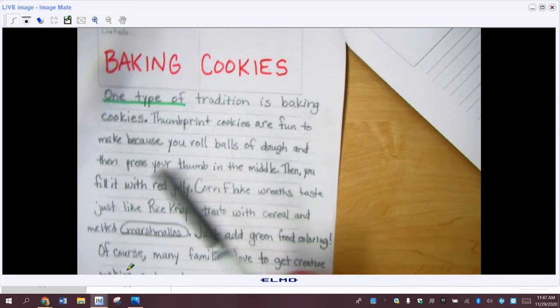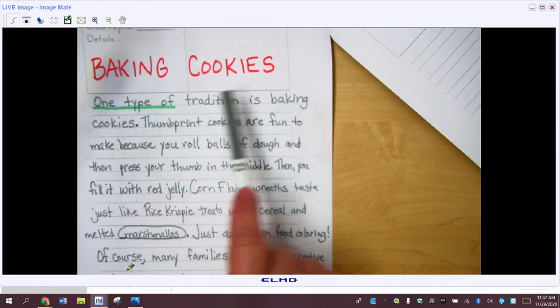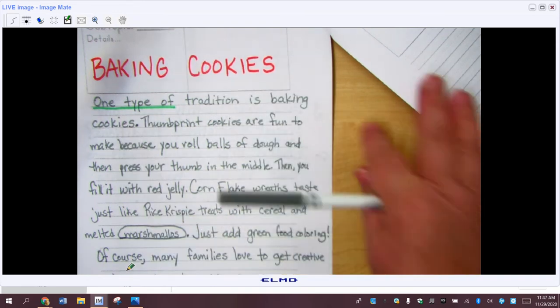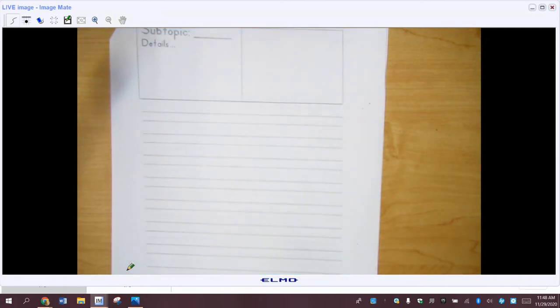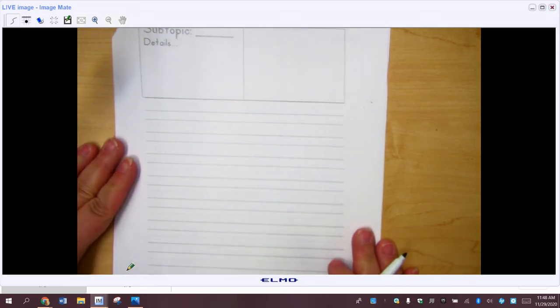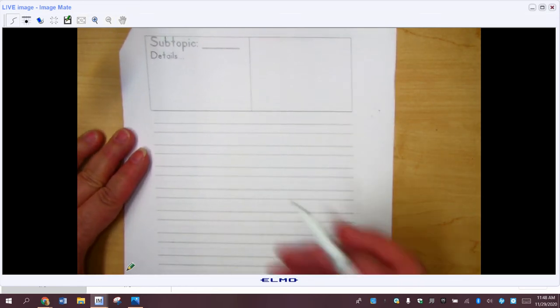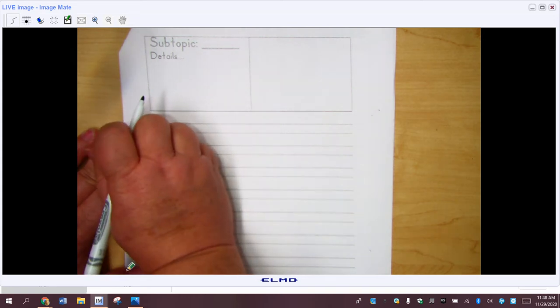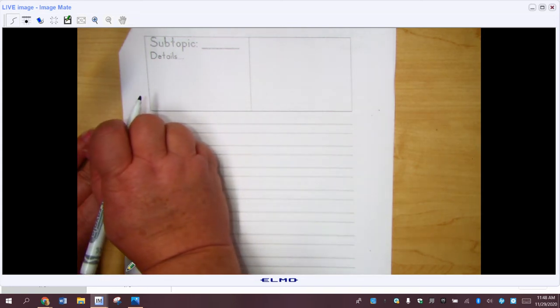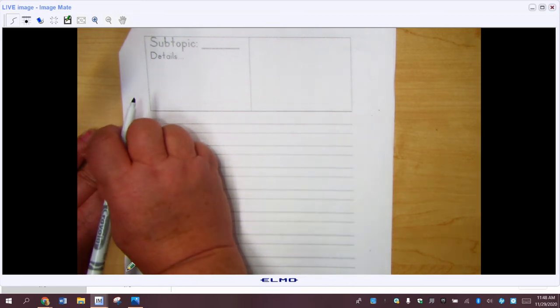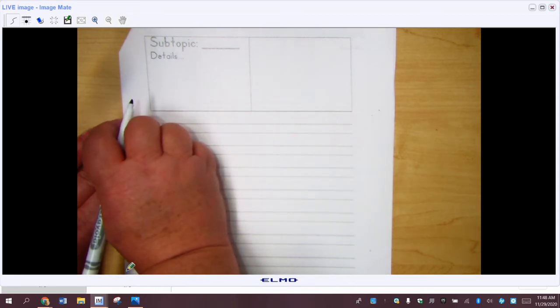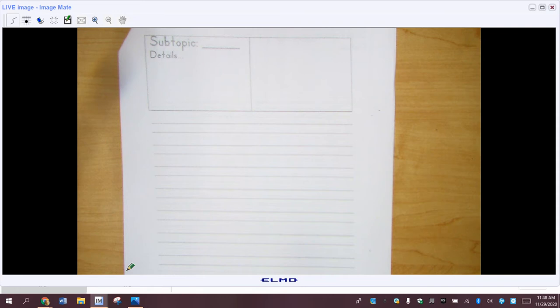Now, remember last time I started with one type of tradition is baking cookies. And I know that if you were sitting here and I asked you, girls and boys, what's another good way that I could transition into this next paragraph? Probably kids would be jumping up and down and yelling at me and saying, the next tradition, or another type of tradition, or the second tradition. So any one of those would work fine, but I do want to let my reader know right away which tradition I'm going to talk about this time.